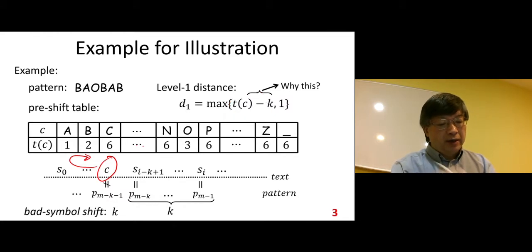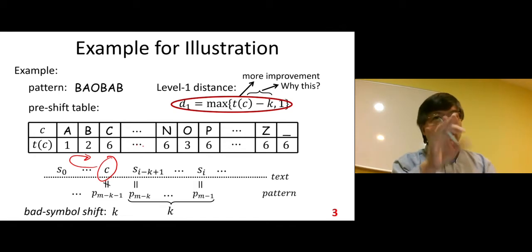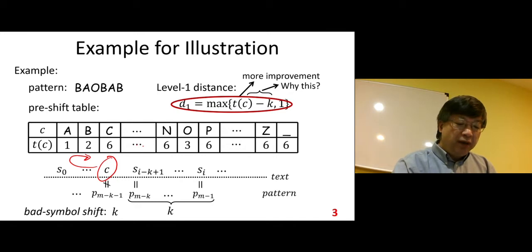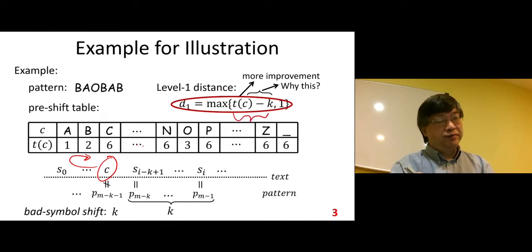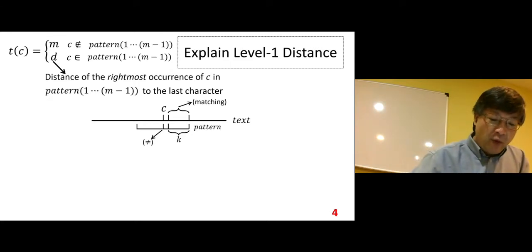All right. After we get the level 1 distance, we have a lot of information we can use to do the shift. But level 1 is still not enough, so then we have the level 2 distance. But I need to explain this expression first, not my explanation of level 1 distance.